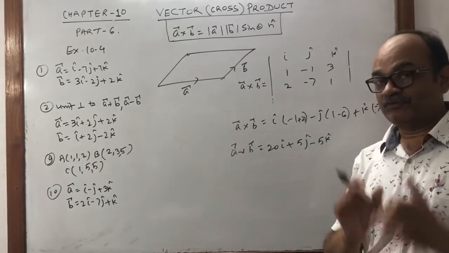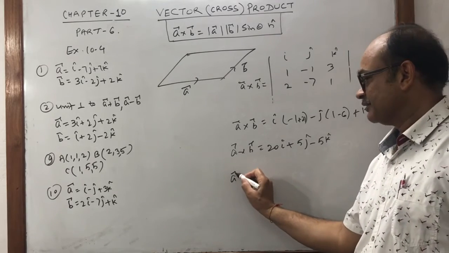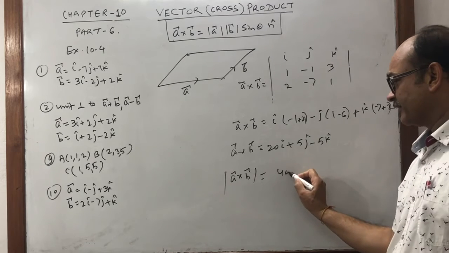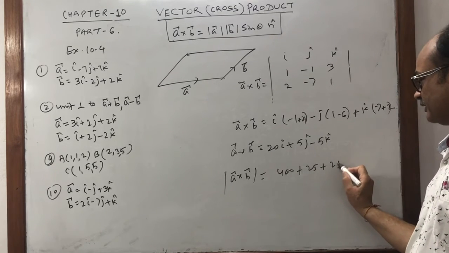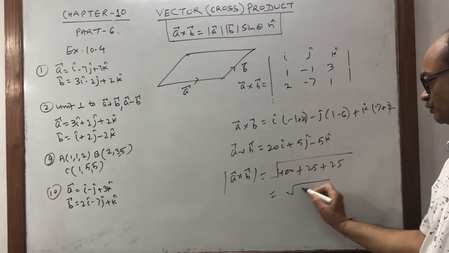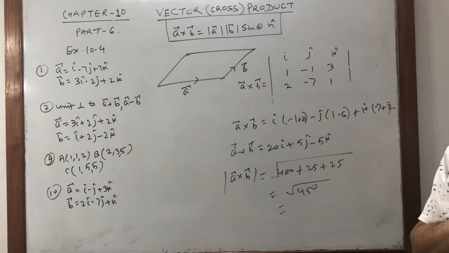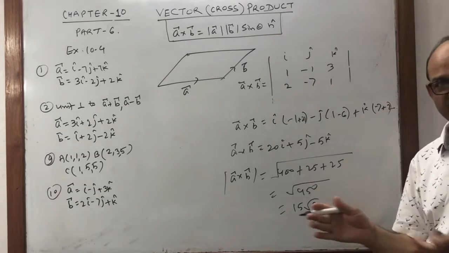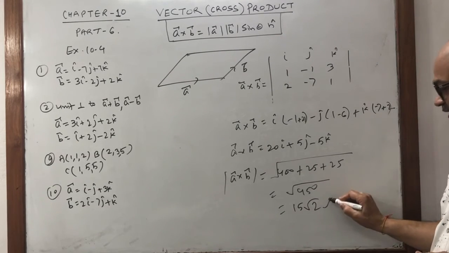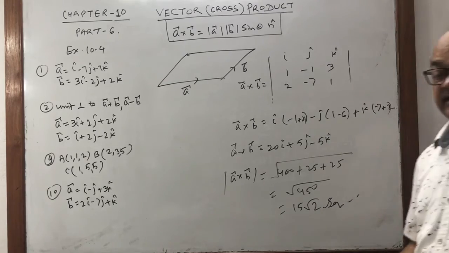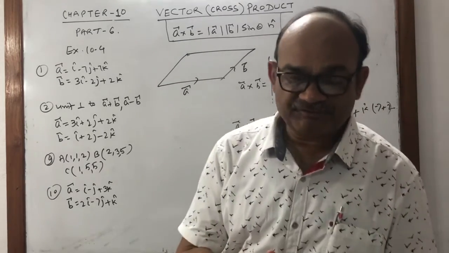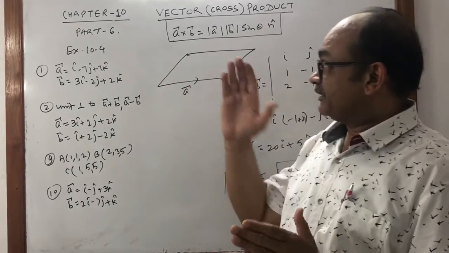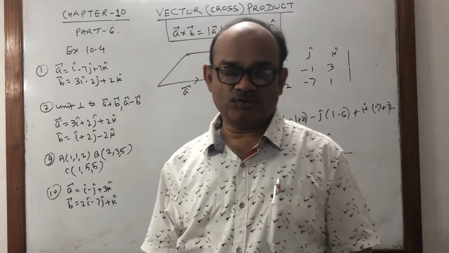Simple. We want to calculate its magnitude. So the magnitude of vector A cross B is 400 plus 25 plus 25. That is root 450. And root 450 we can write as 15 root 2, 225 into 2. In this way, it is in square units, the area of the parallelogram. So here we complete the vector cross product. Exercise number 10.4, remaining sums for your homework.